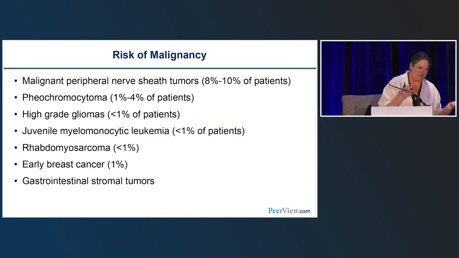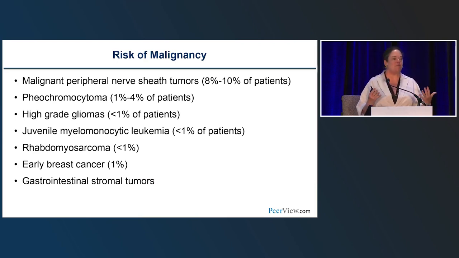And then we've kind of mentioned this, but there is clear risk of malignancy with NF1. So we all think about malignant peripheral nerve sheath tumors, which is probably about 10% of patients with NF1, but there are other malignancies, particularly in the adults, where we really do need to think. And that includes high-grade gliomas, pheochromocytomas, early breast cancer. And in our pediatric groups, JMMLs and rhabdomyosarcomas.